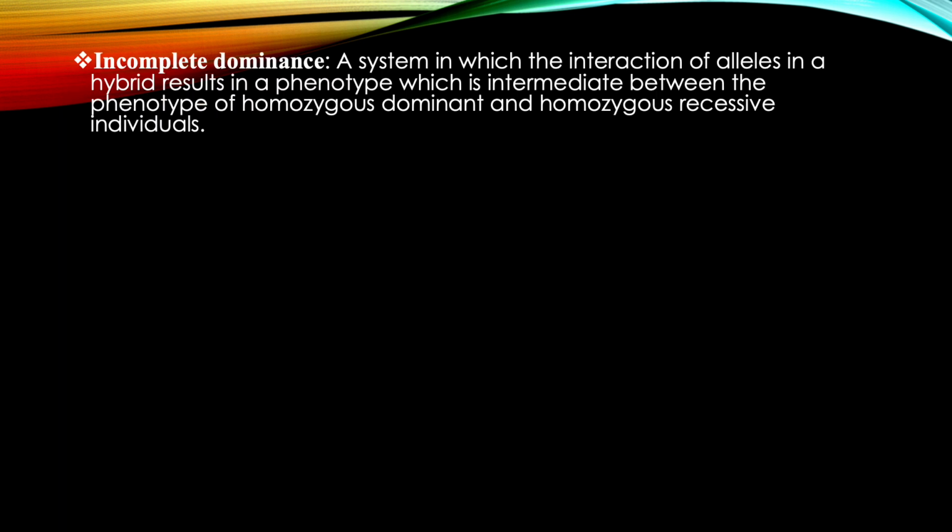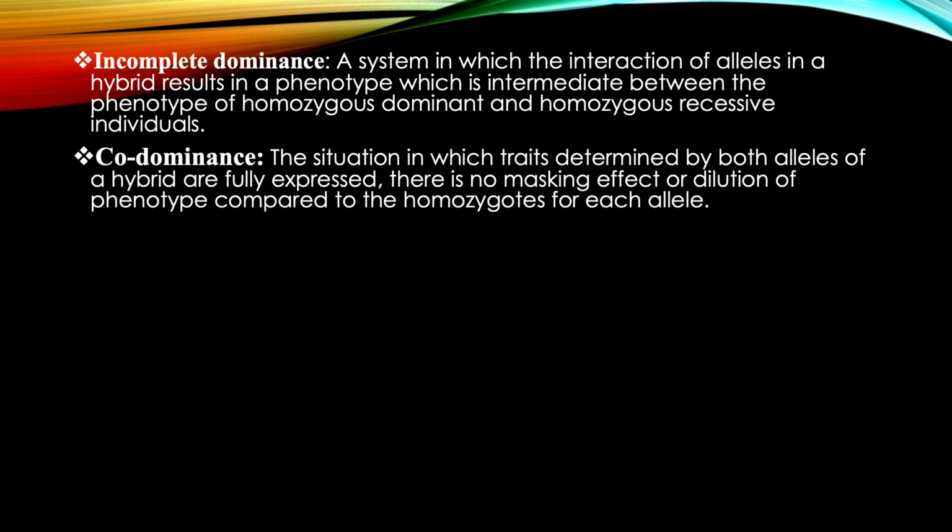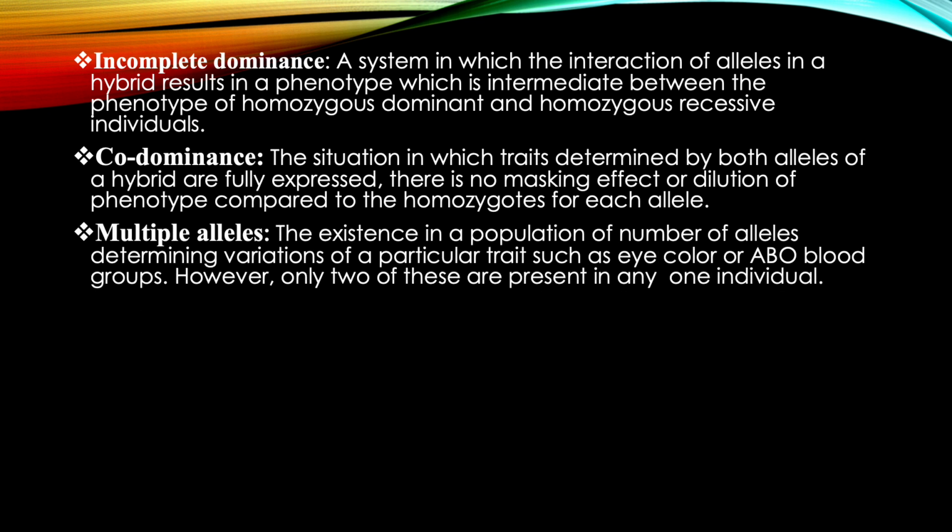Incomplete dominance. A system in which the interaction of alleles in a hybrid results in a phenotype which is intermediate between the phenotype of homozygous dominant and homozygous recessive individuals. Codominance. The situation in which traits determined by both alleles of a hybrid are fully expressed. There is no masking effect or dilution of phenotype compared to the homozygotes of each allele.